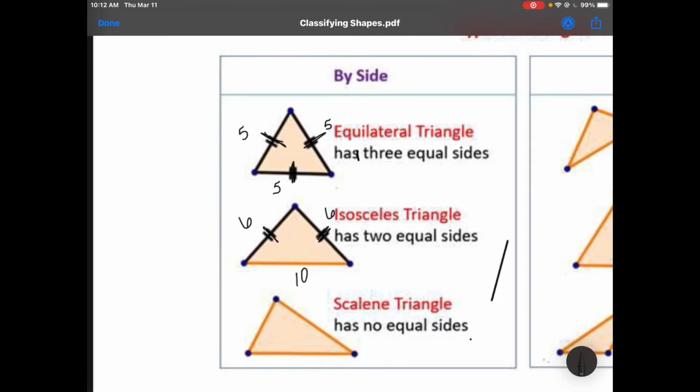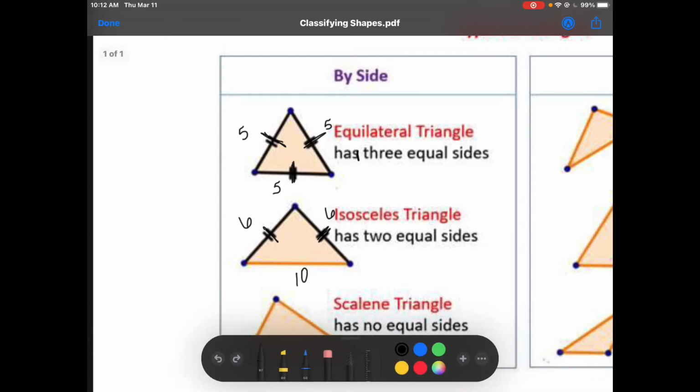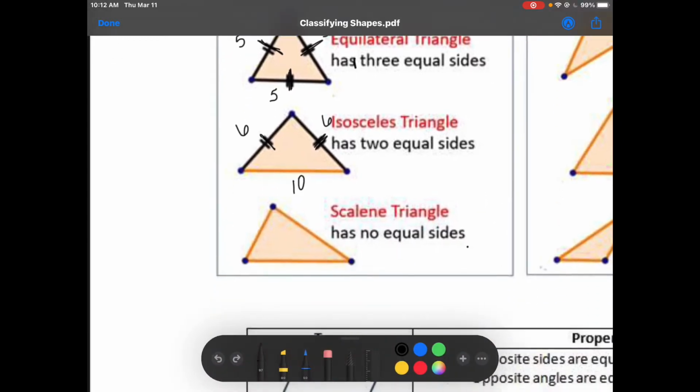And then a scalene triangle has no equal sides. Each side has a different length. So maybe this side is 3, this side is 4, and this side is 5 for the length.